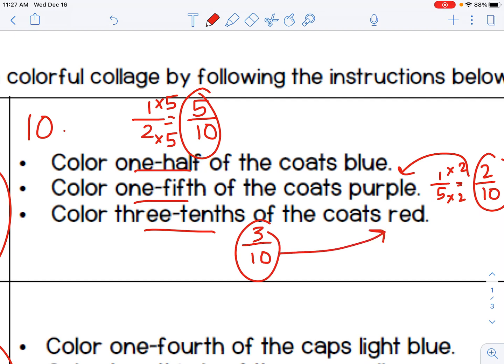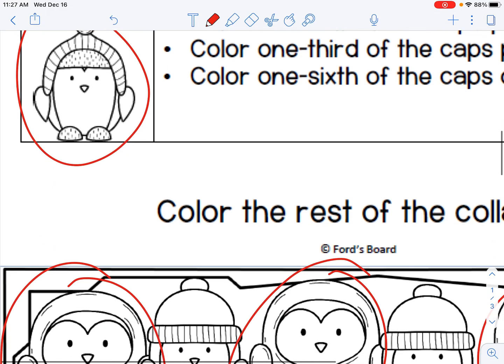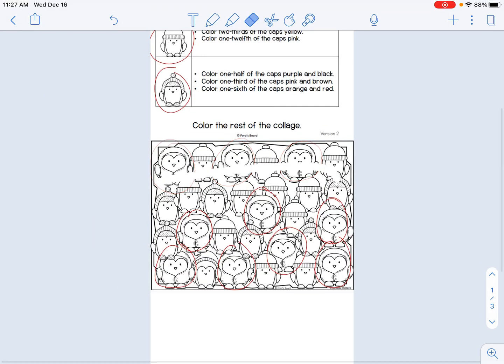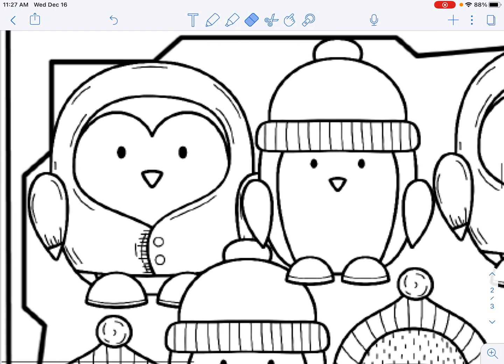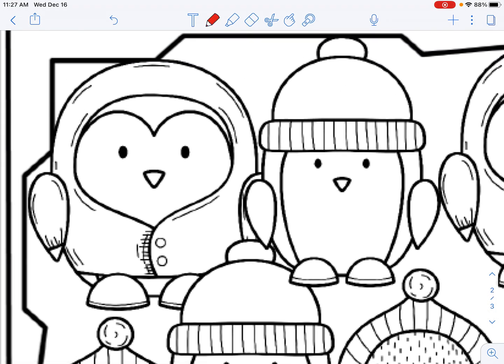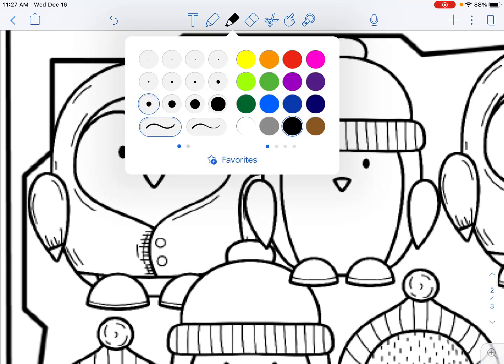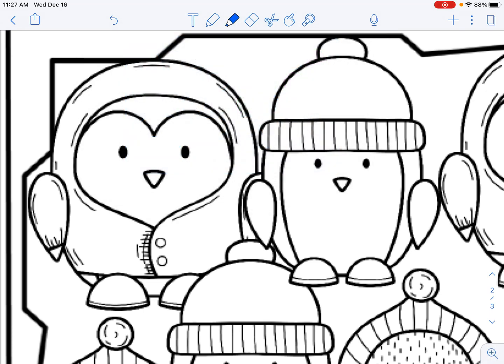Now let's get started. We are going to color 5 of the coats blue. Let's go down to our picture. I'm going to erase all these lines I had and pick one of them. Here's my first one. I need to color 5 of them blue. Here's what I suggest. I suggest using a highlighter because it makes it go a lot quicker and it will make it look a lot nicer. I'm going to color in this penguin's coat blue.